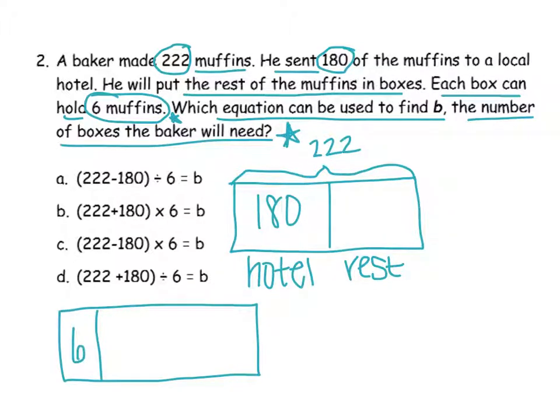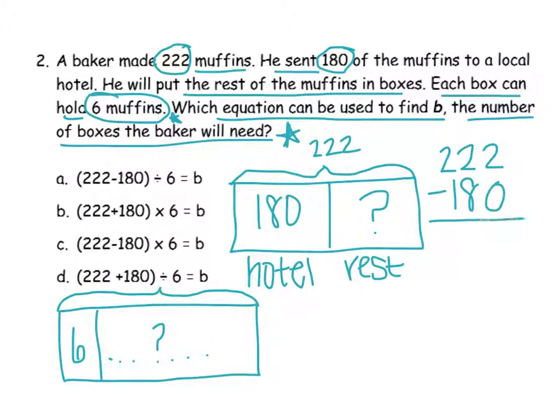He says 6 can go into each box, but I'm not sure how many boxes he's going to need. I'm also missing a component on this second piece of tape diagram. I don't know how many were left over after he gave them to the hotel. So what's going to be my first step with 222 and 180? I need to find the difference, so I need to subtract 222 minus 180. Go ahead and solve this one on your own. Pause the video while you work and replay when you're ready to move on to the next step.